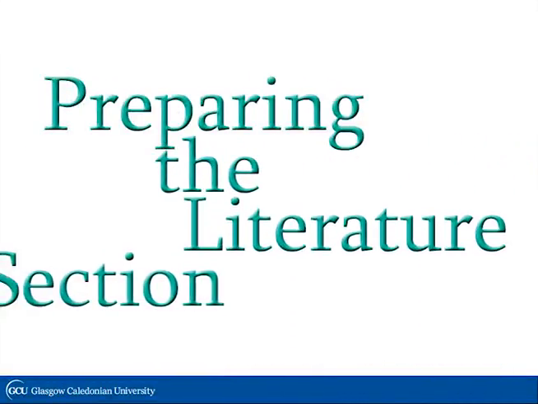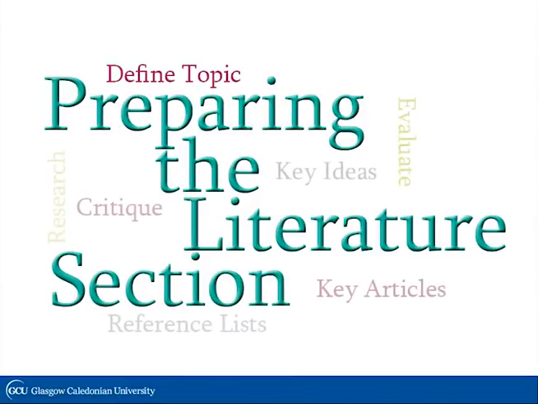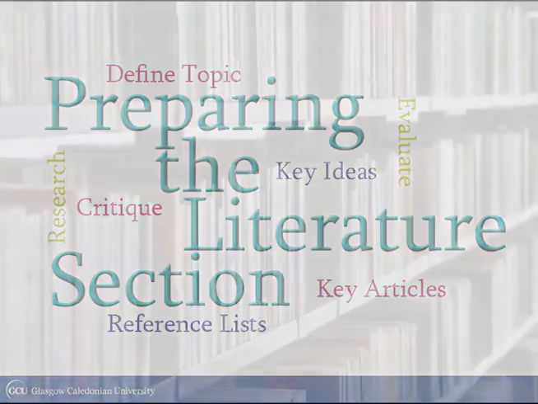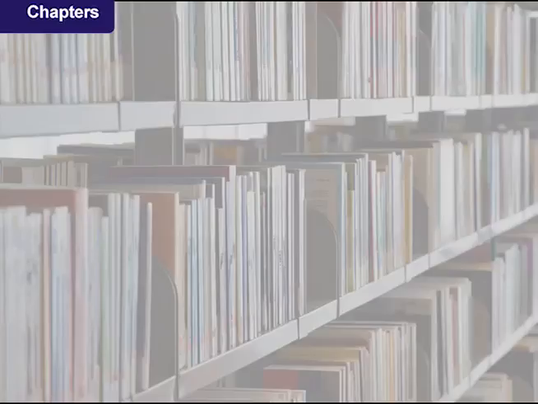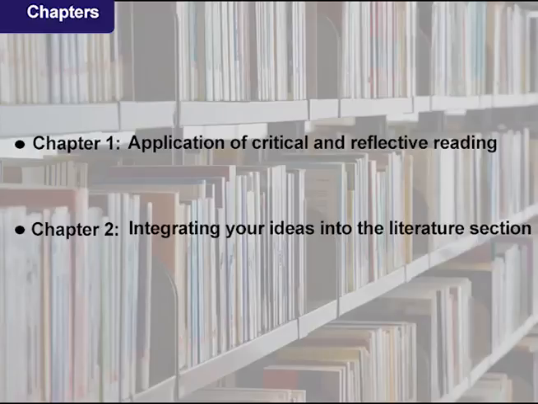The aim of this vidcast is to explain how to prepare the literature section. The vidcast gives some suggestions of how to apply and write the information that is required in the literature review. The vidcast is divided into two chapters. Chapter 1 explains how to apply critical and reflective reading, and Chapter 2 gives some suggestions on how to bring your ideas into the literature section.